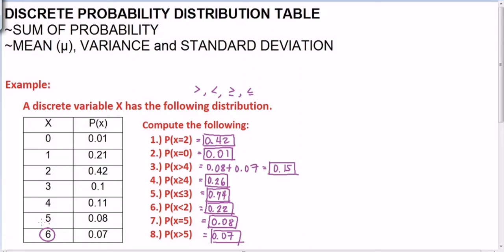Hindi kasama si 5 guys kasi wala tayong sign na equal sa ilalim. So x is greater than 5 and ang given dito na greater than 5 is only 6. So ibig sabihin ang sagot na is 0.07. Wala na tayong i-add dyan.